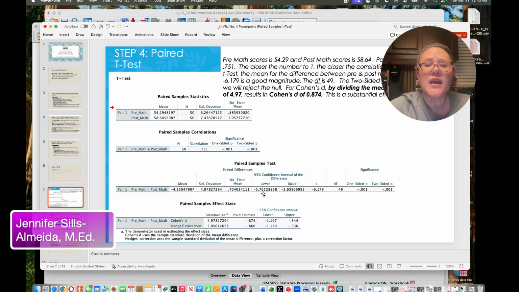For Cohen's d, we take the 4.35 and divide it by the standard deviation of 4.97, and what we get is 0.874. So this results in a Cohen's d of 0.874, and this is a substantial effect.